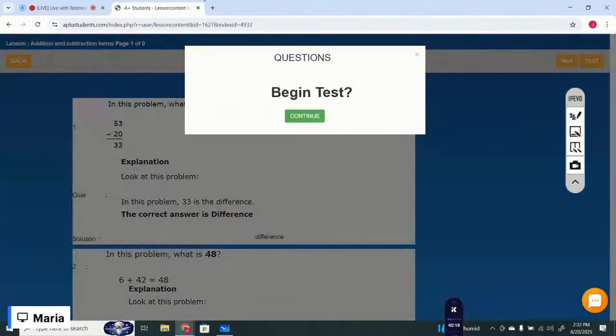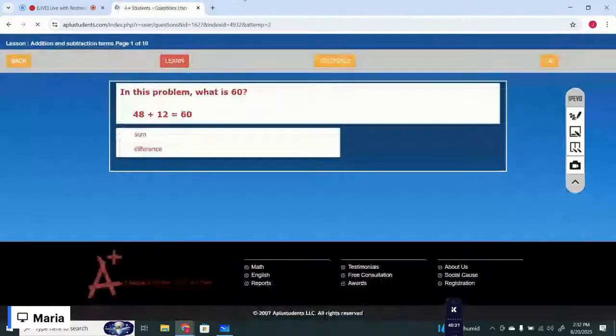Let's just start with the test questions. In this problem, 48 plus 12 equals 60. So 60 is the sum of 48 plus 12. So sum it is.